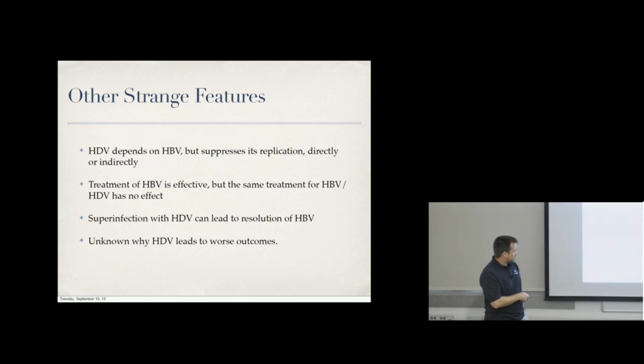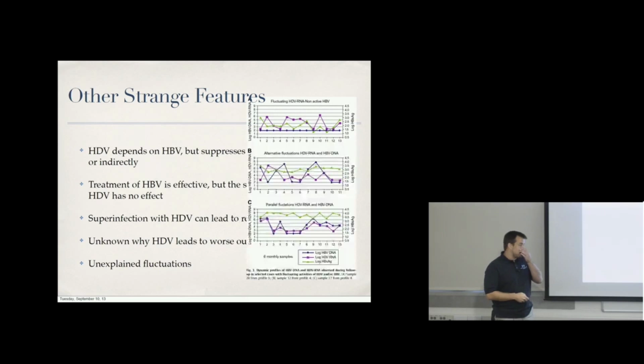I mentioned that superinfection with hepatitis delta can lead to resolution of chronic HBV, which is a bit weird, and it's not known why hepatitis delta leads to worse outcomes. Neither of these is directly affecting the cells that are being infected, so something more systemic has to be going on to explain why it's so much worse with this second infection on top, right? All right, and there's also some weird dynamics that have been observed.